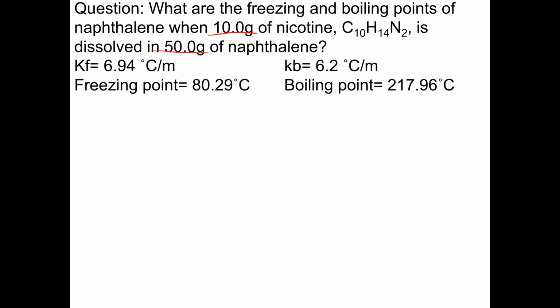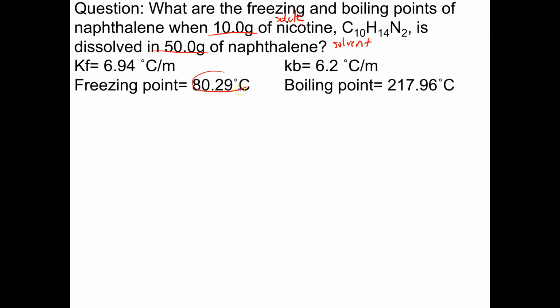You have to identify the solute and solvent on your own. This is one single solution, so one of these is the solute, one is the solvent. How can you tell? Whatever you have more of is your solvent. So your solvent in this situation is naphthalene, and your solute is nicotine. So when I'm doing molality, it's going to be moles of nicotine per kilogram of naphthalene. That's where the math comes in.